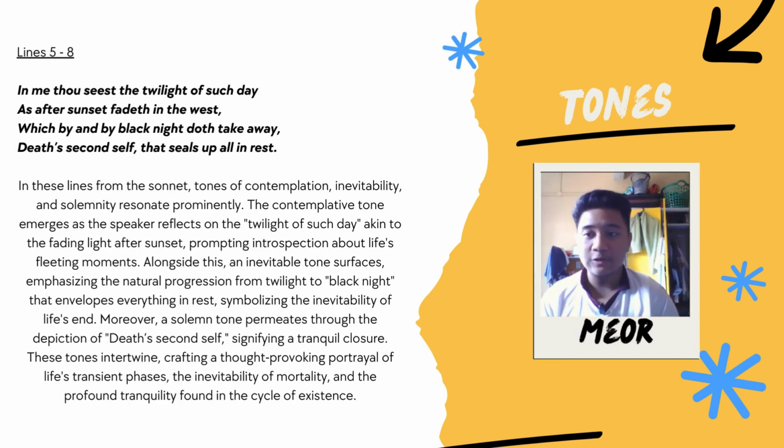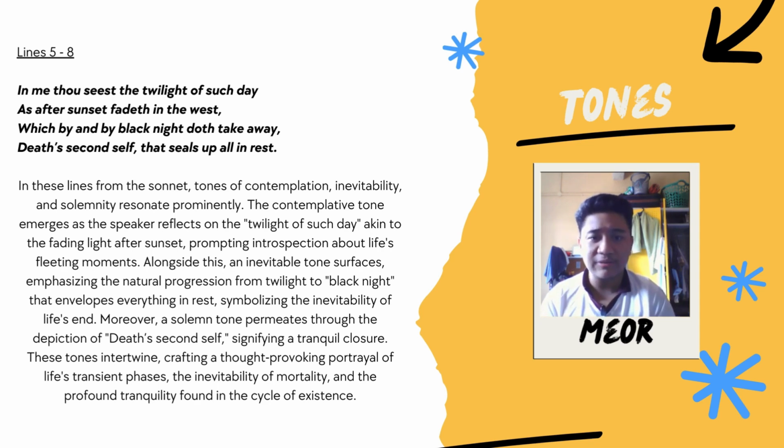Continuing, lines 5 to 8. In me thou seest the twilight of such day, as after sunset fadeth in the west, which by and by black night doth take away, death's second self that seals up all in rest. The lines in the sonnet convey a sense of reflection, inevitability, and seriousness.